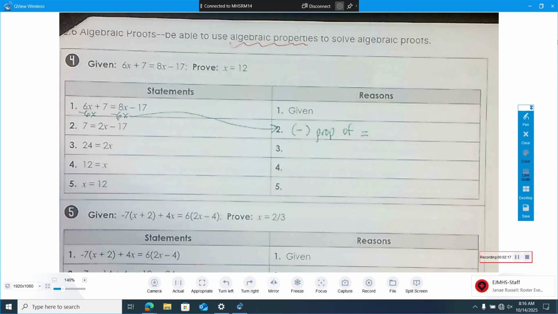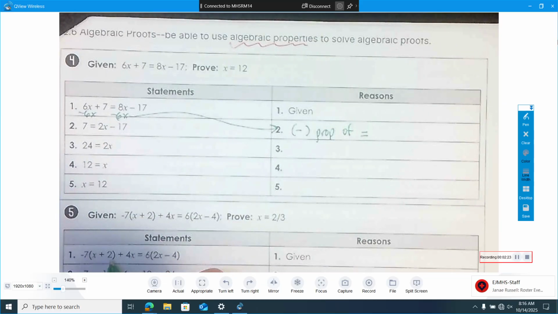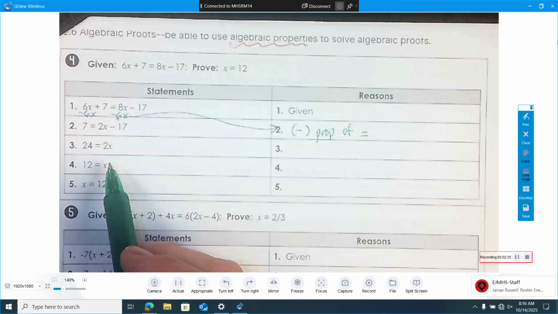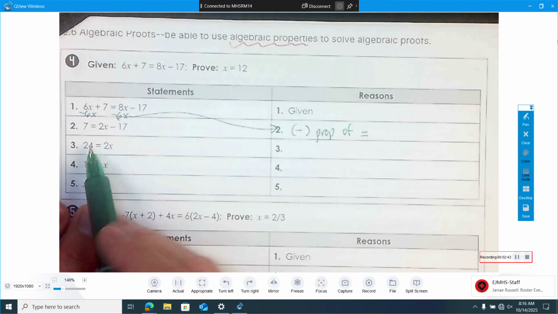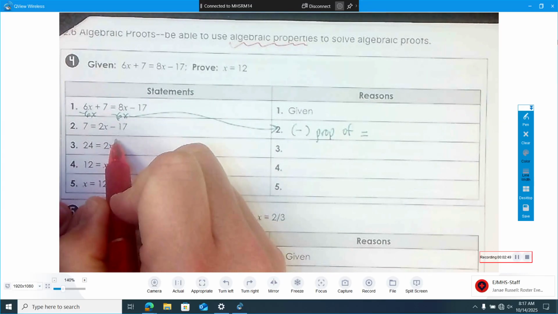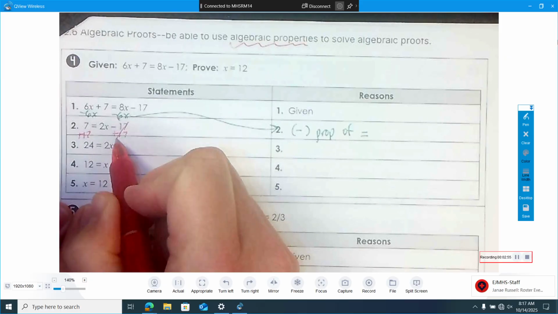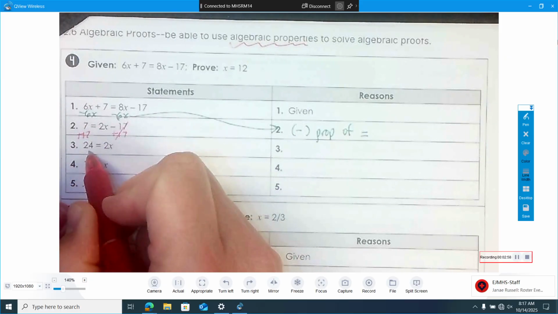All right. Then, Clayton, what happened next? To go from step 2 to 3, what do we do? I know you add 17 to both sides. Yes. Okay. All right. So yeah, you finally got there. The 2x stayed the same, so we had to get rid of the 17. So we added 17 to both sides, and that's how we turned into the 24.